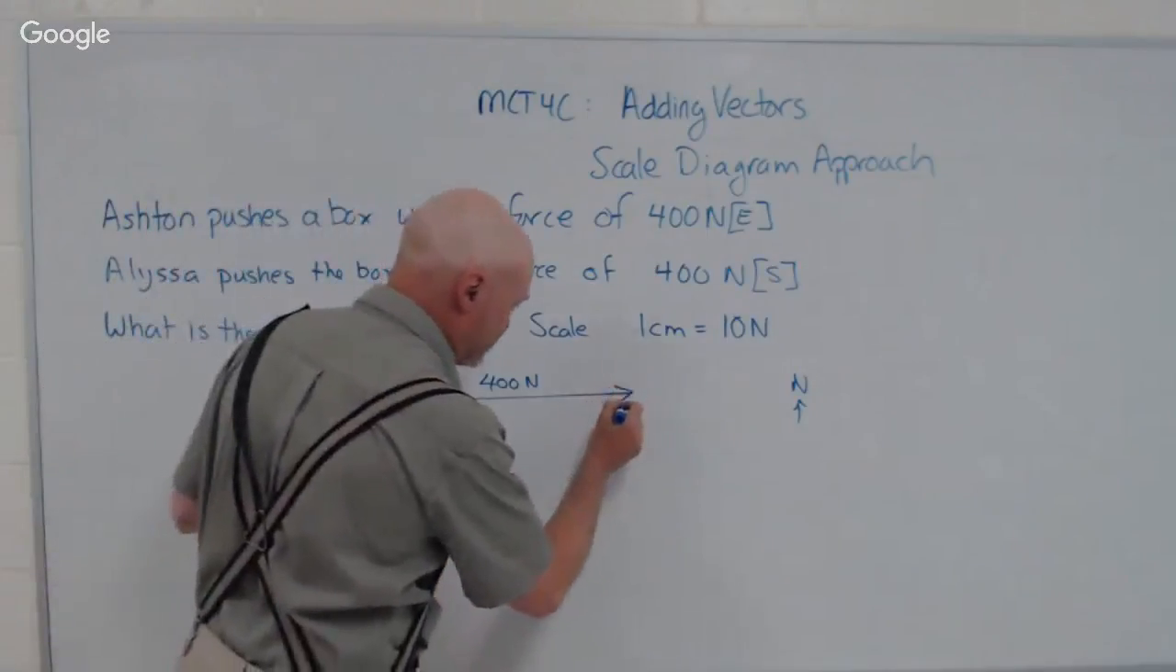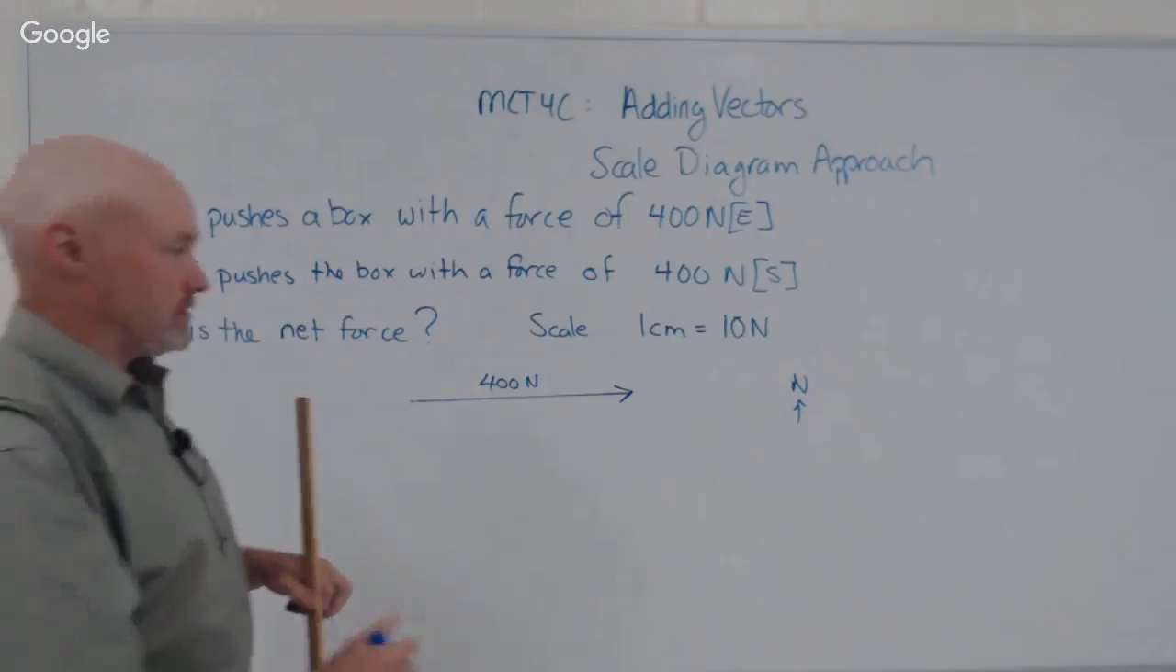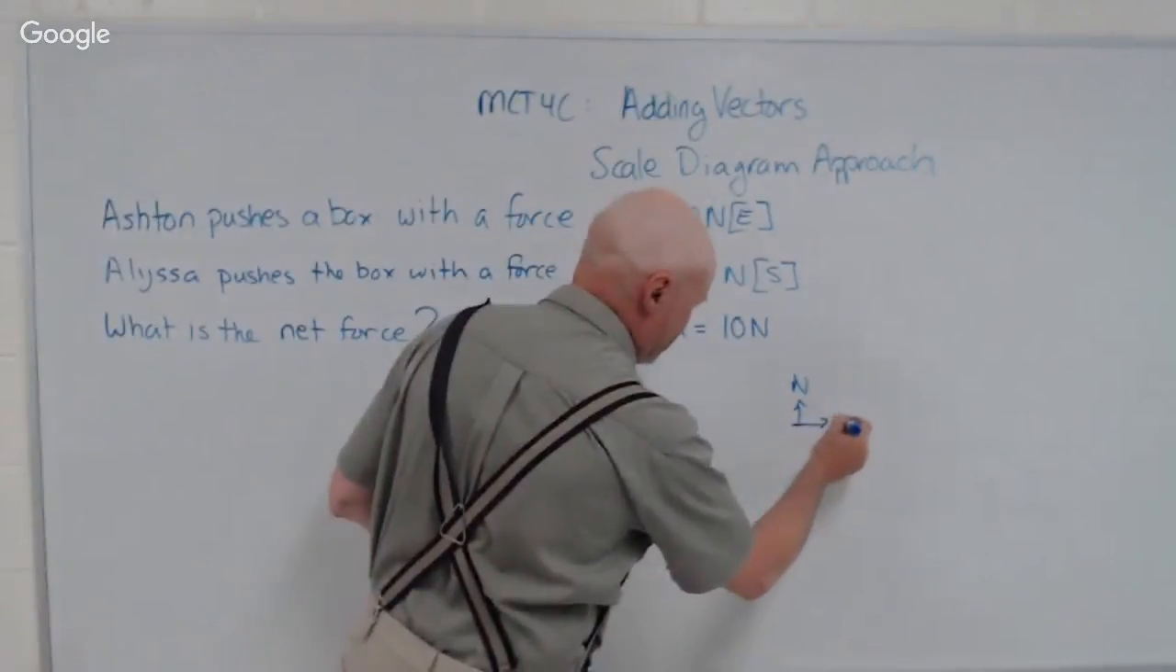That's the problem with Ashton. He's always pushing the wrong way. Okay. Anyways, there's north. And that's usually east.